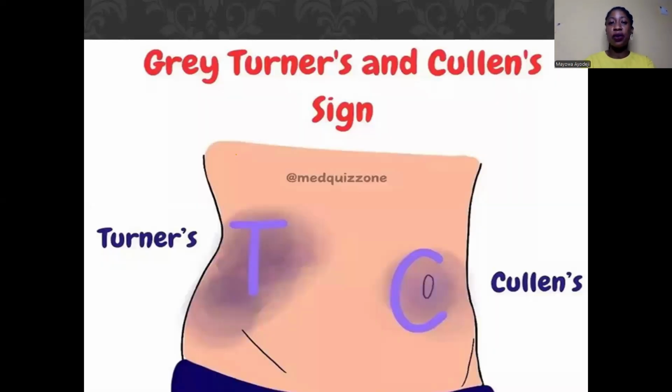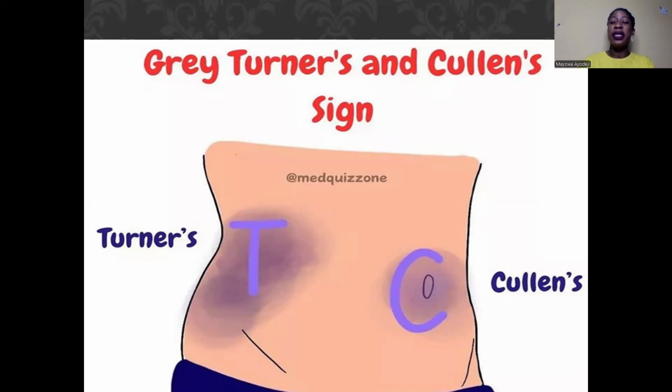Now look at this picture. This picture is showing us what is known as Grey Turner and Cullen sign. This particular Cullen sign can be seen as a bluish discoloration around the umbilicus. This is usually seen in patients with pancreatitis. You will notice a bluish discoloration around the umbilicus, which shows that there is internal bleeding, which shows that a particular organ has been damaged. I told you when we were talking about the pathophysiology that once the pancreas is inflamed, the digestive enzymes will begin to seep out into the surrounding tissues and organs, and they can damage these organs, leading to what?